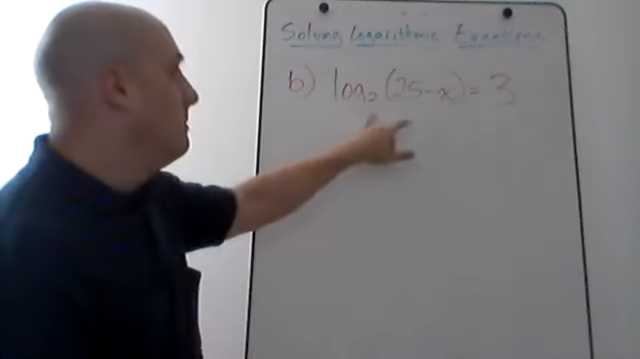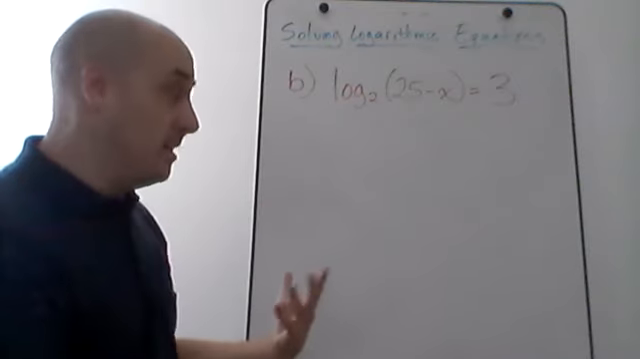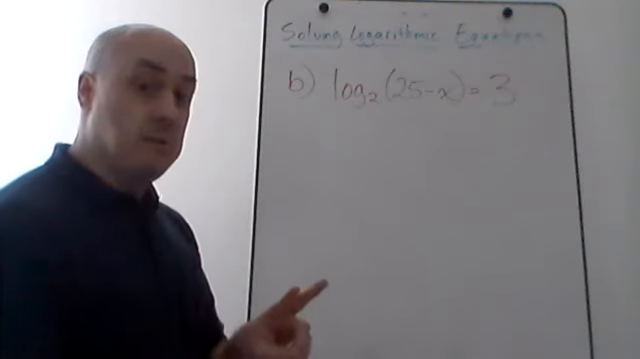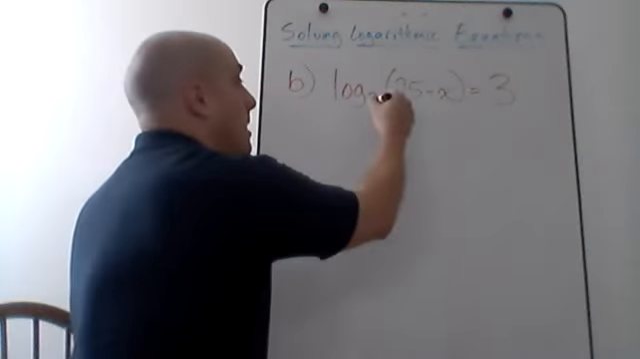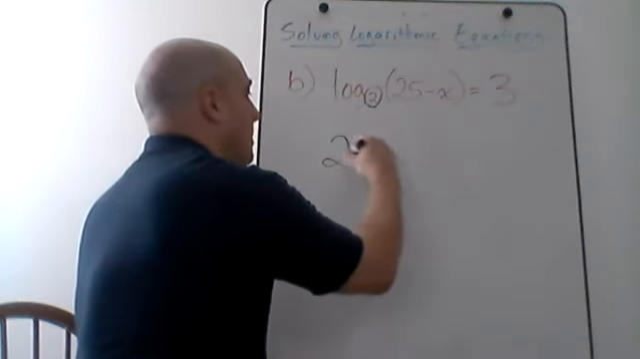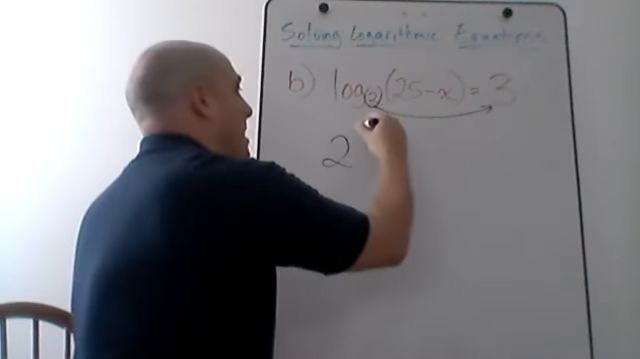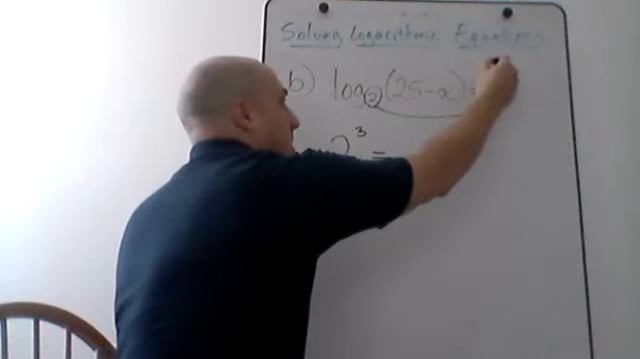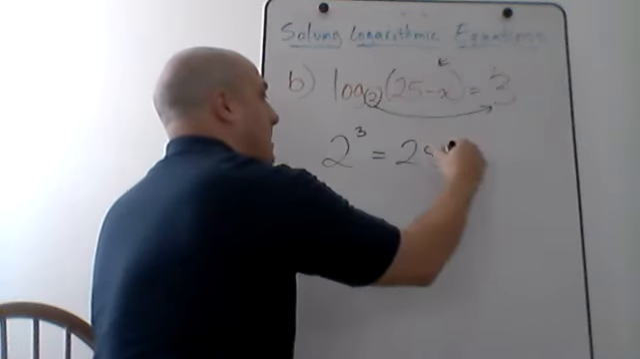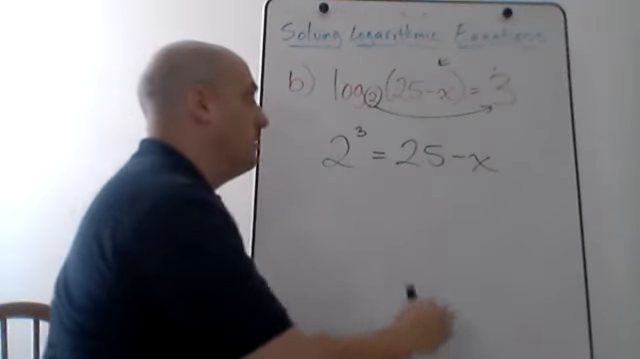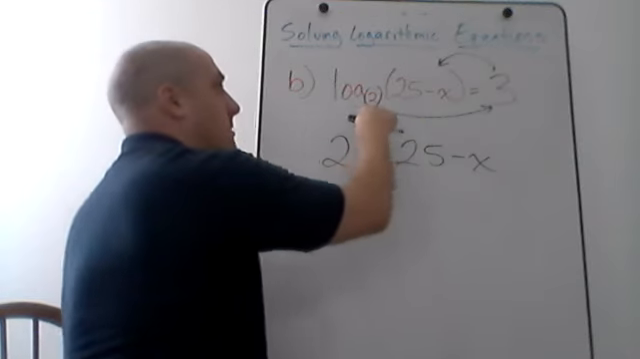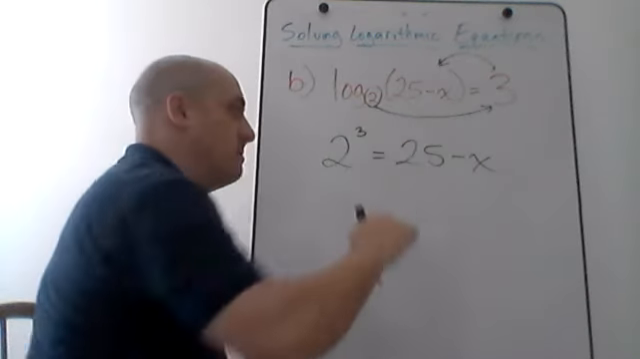Since my logarithm here is isolated like we just talked about, I go to step number 2, which is switching to exponential form. My base is 2, it gets raised to the third power, and then that's going to equal 25 minus x. Again, that little circular pattern: the base to the power equals this in parentheses.